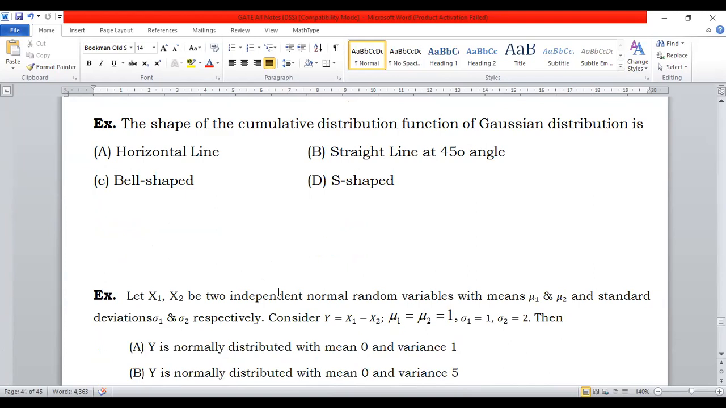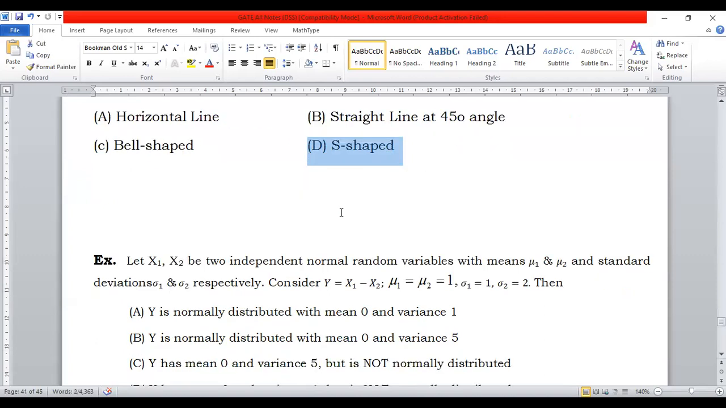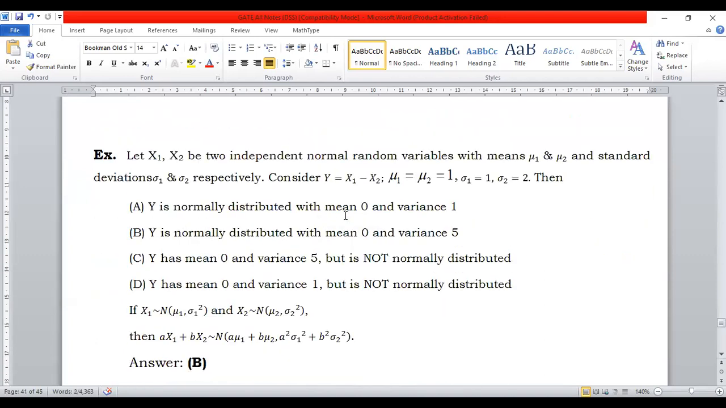This is a little problem. The shape of a cumulative distribution function. So actually, the cumulative distribution function, this is S-shape. S-shape is the answer.